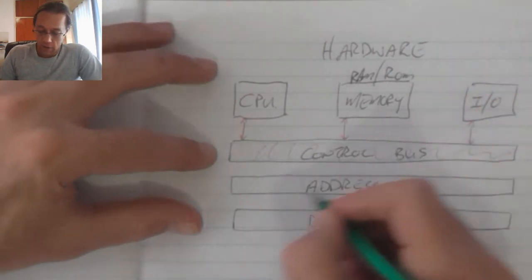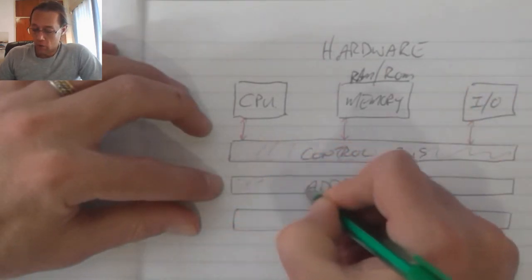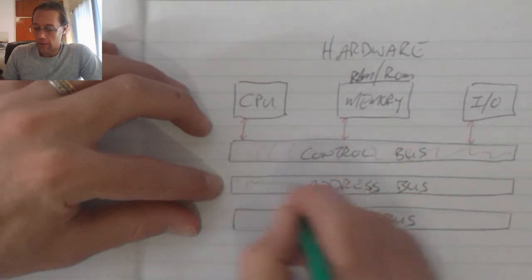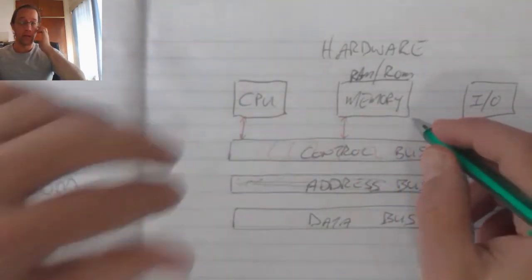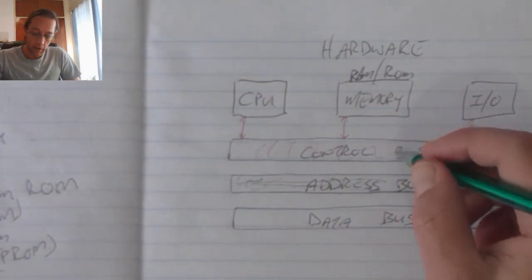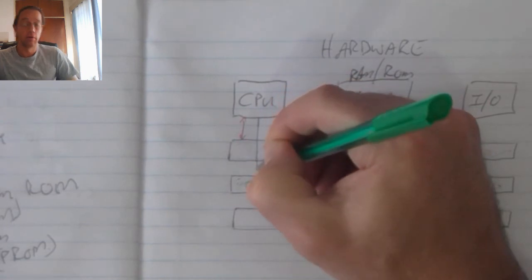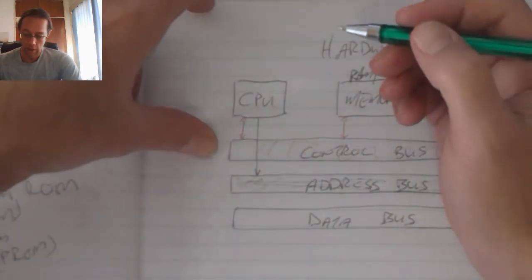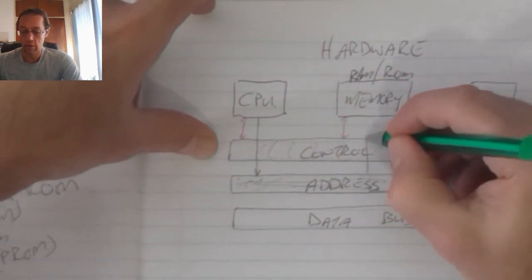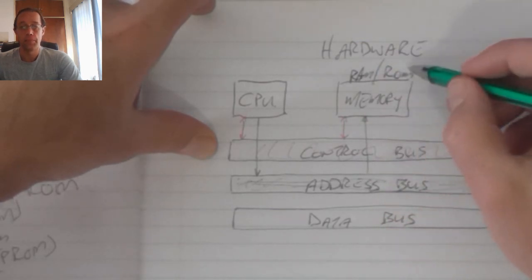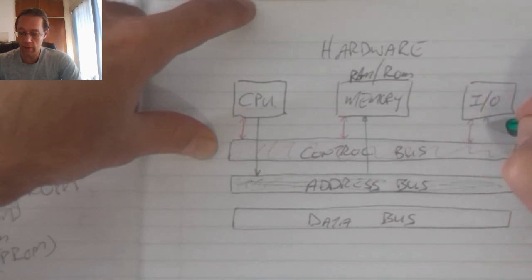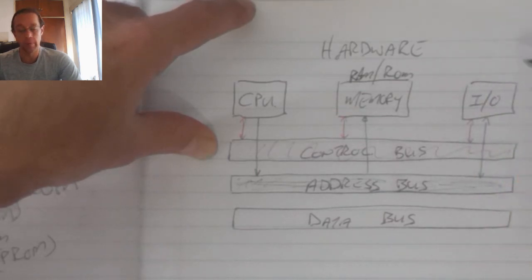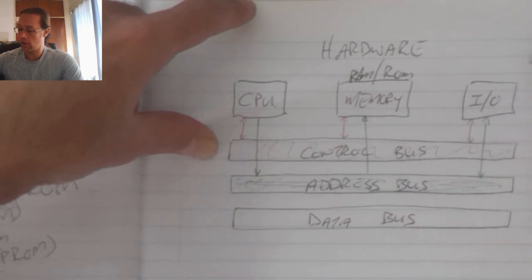The address bus stores information regarding the position in the RAM of where information is stored. It receives data from the CPU, it stores it in the RAM and the ROM, and it communicates in both directions with the input and output. It receives from the input and it transmits to the output.